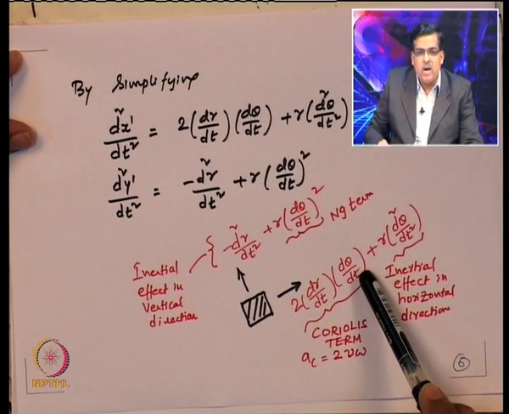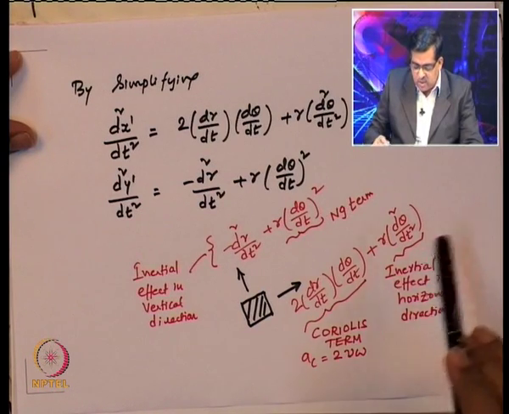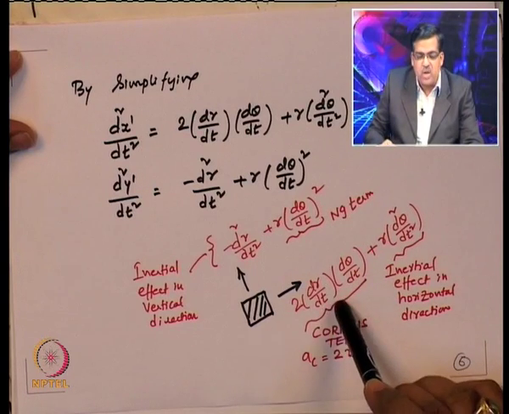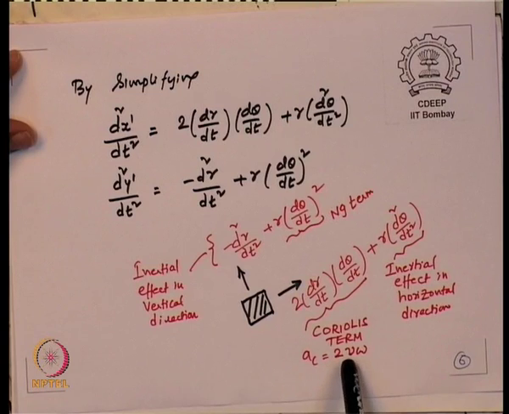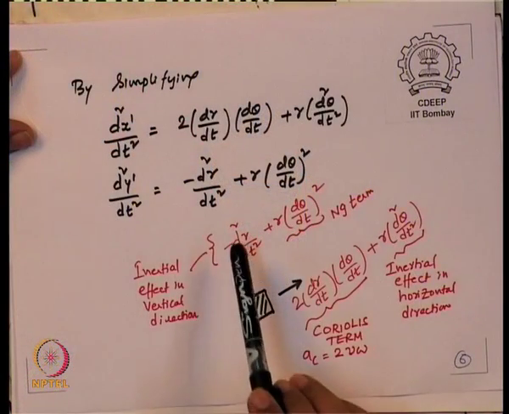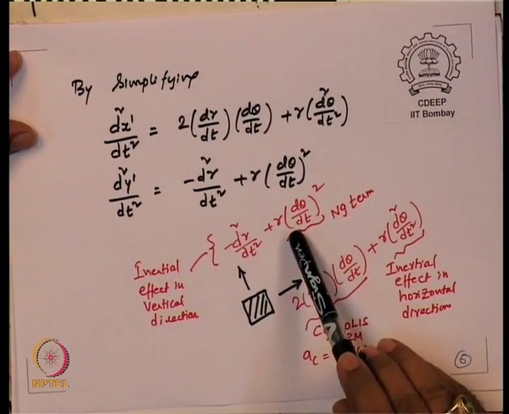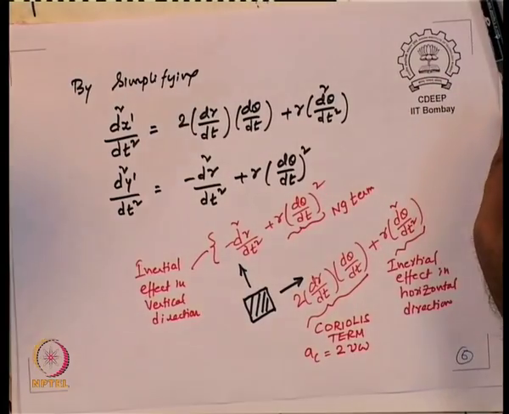This particular term is called the Coriolis acceleration term. When the element is subjected to a certain amount of acceleration field, we see that there is some lateral acceleration acting on the element, which is called the Coriolis acceleration term, nothing but 2v omega, with a suffix c indicating Coriolis acceleration. Plus this term is due to inertial effect in the horizontal direction, because we assume that this model is subjected to some perturbations due to shaking, let us say. In the vertical component, d square r by dt square is due to inertial effect in the vertical direction. Then r d theta by dt, whole square, is nothing but the ng term, that is r omega square, the acceleration acting towards the center.